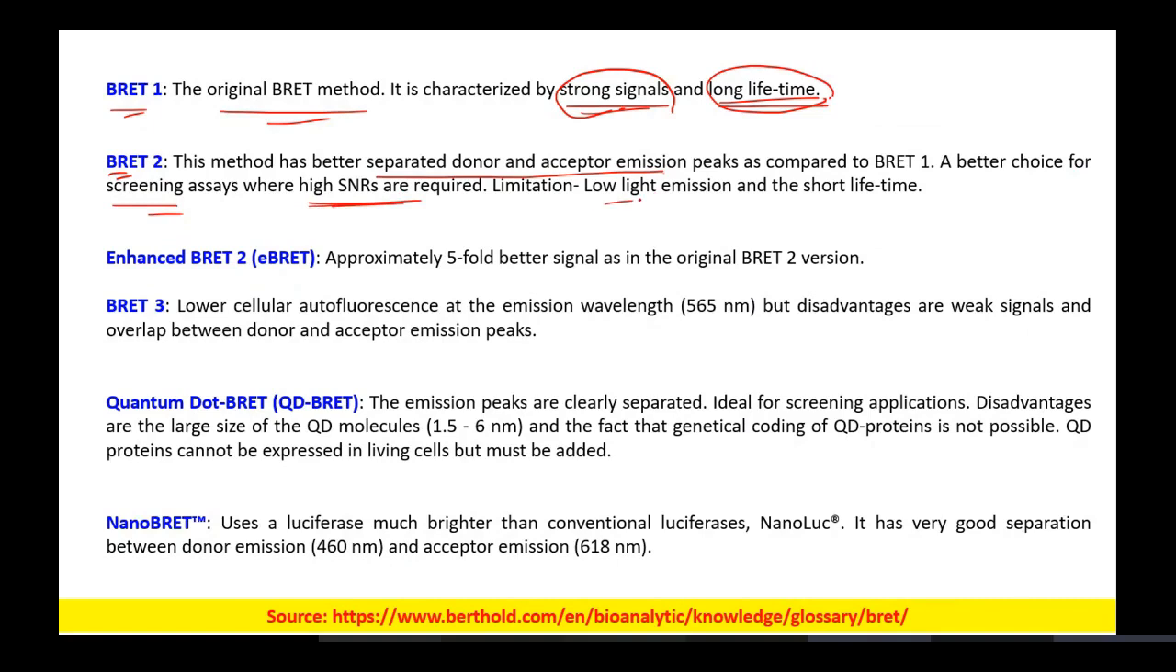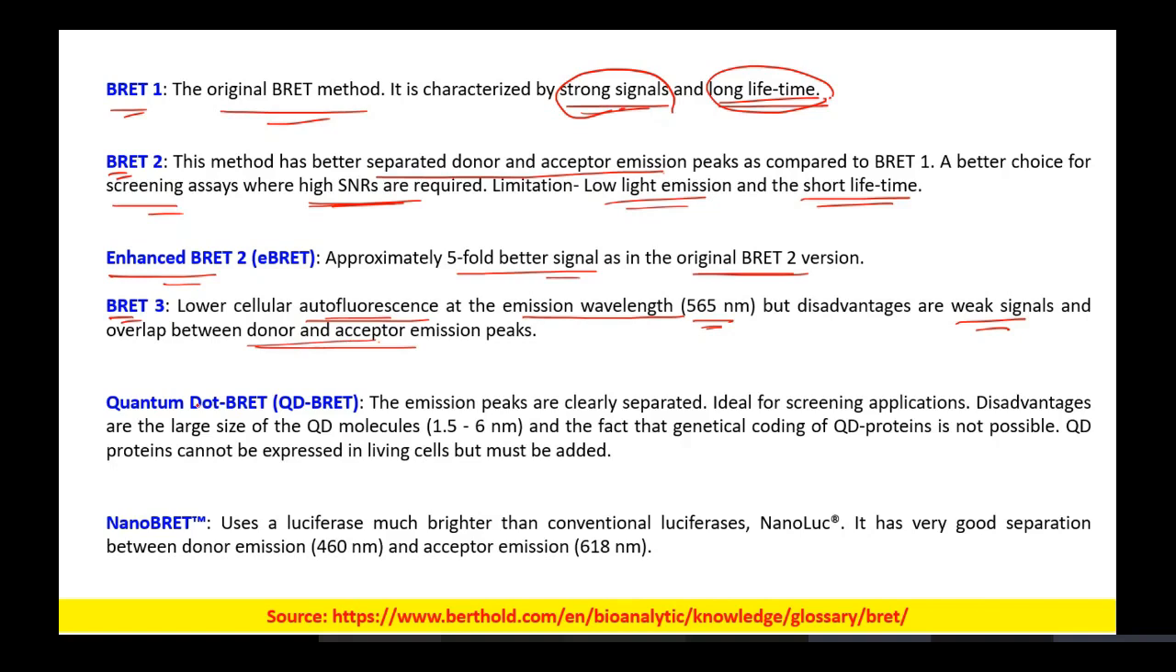Limitation: low light emission and a short lifetime. Then enhanced BRET 2 gives approximately 5-fold better signal than the original BRET 2 version. Okay. In BRET 3, there is lower cellular autofluorescence at the emission wavelength of 565 nanometers, but the disadvantages are weak signals and overlap between donor and acceptor emission peaks.